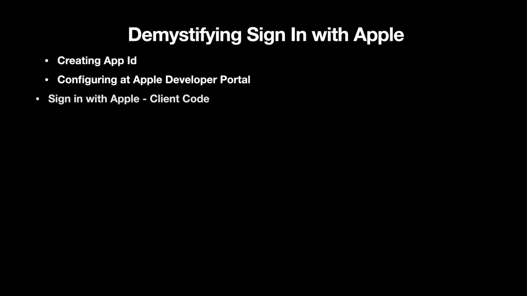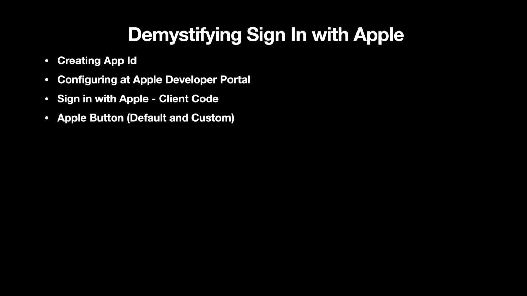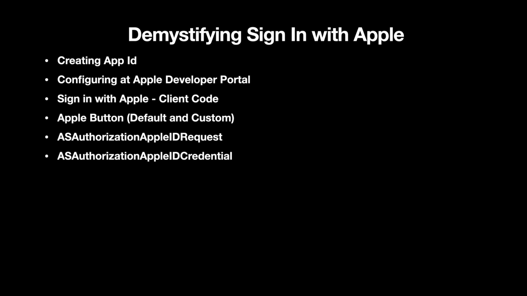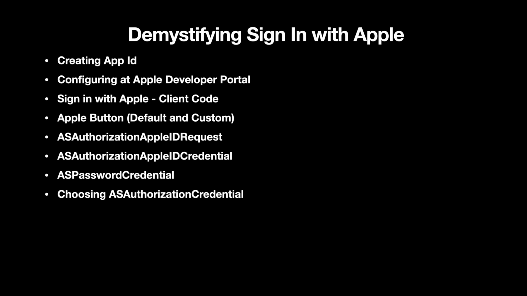Here are the contents. First, we'll create an app ID, then we'll configure the sign in with Apple with respect to that app ID. Sign in with Apple client code in Swift, Apple button default or custom, AS authorization Apple ID request, AS authorization Apple ID credential, AS password credential. We'll learn everything in detail.